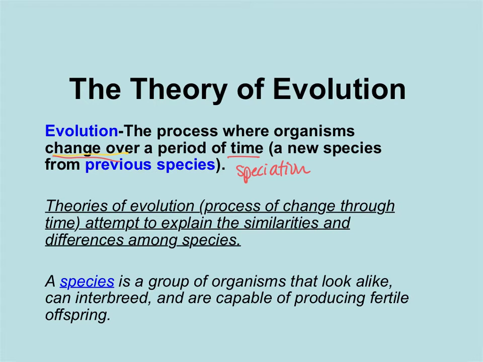These theories of evolution, they are theories. Remind yourself how a theory is. Theories do have a lot of evidence, but again, it's not like a law. I can't just prove it right now. So these theories attempt to explain the similarities and differences between species. That's one of the goals of these evolutionary theorists: they want to explain why certain species are similar and certain species are different.